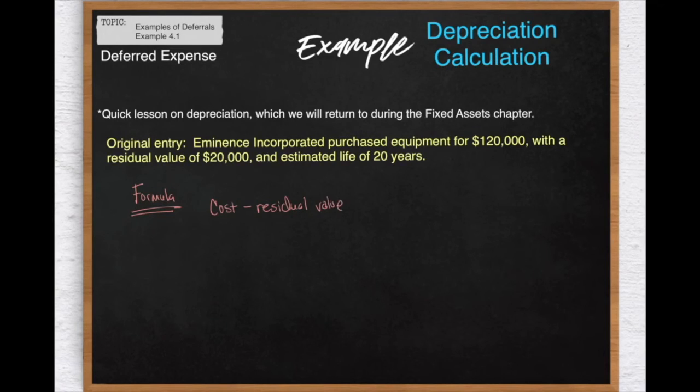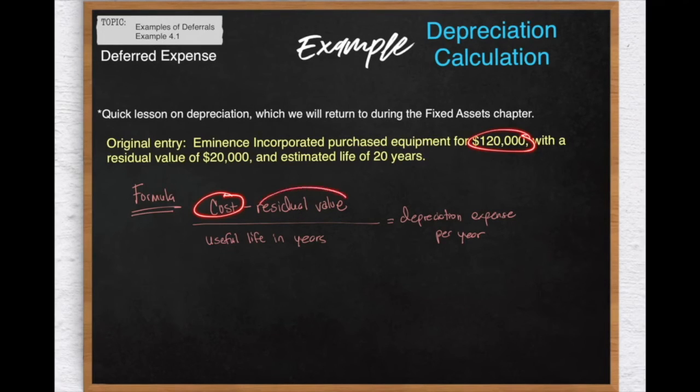The residual value, sometimes referred to as the salvage value, is the same thing. It's the estimated amount that the asset is going to be valued at the end of its life. So it's cost minus residual value divided by useful life in years. That will give you your depreciation expense per year. If a textbook asked for depreciation by month, then you would just divide by total months instead of useful life in years.